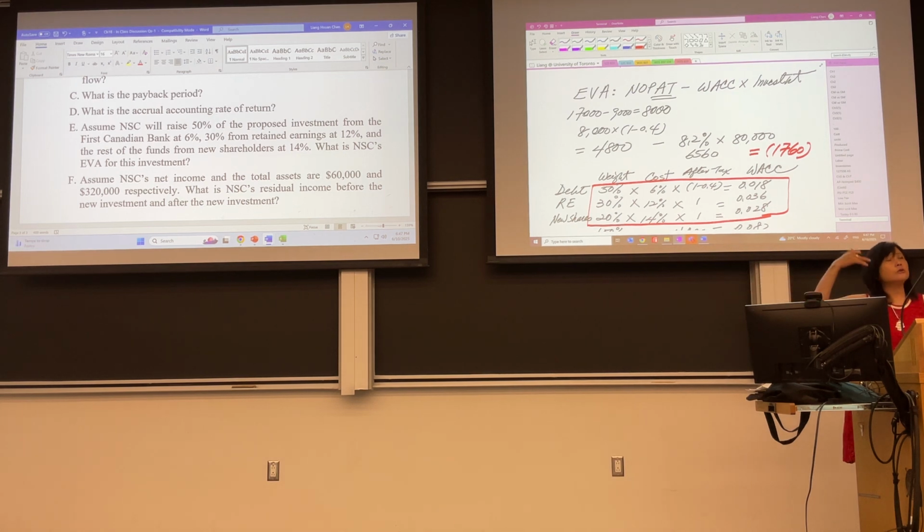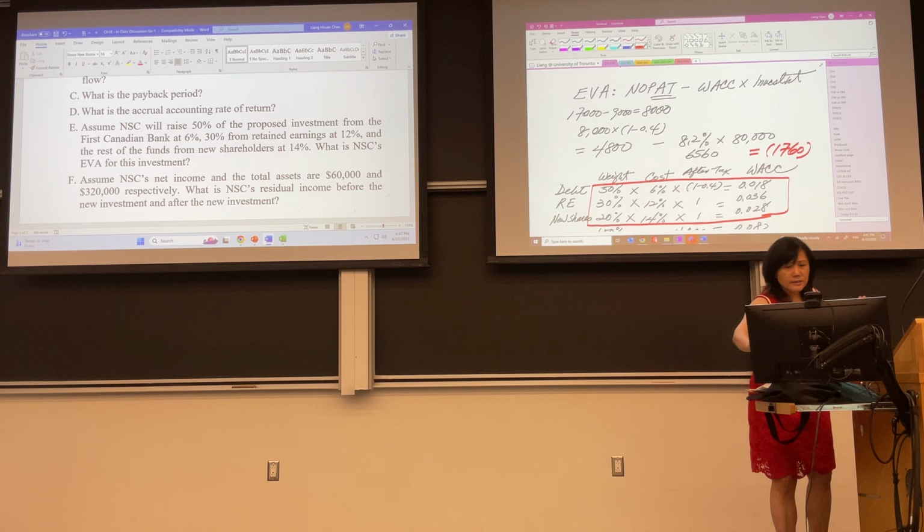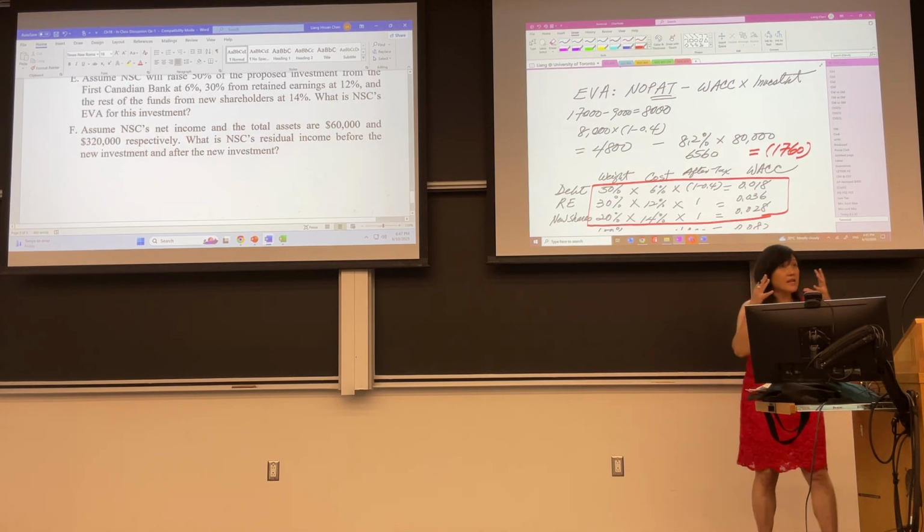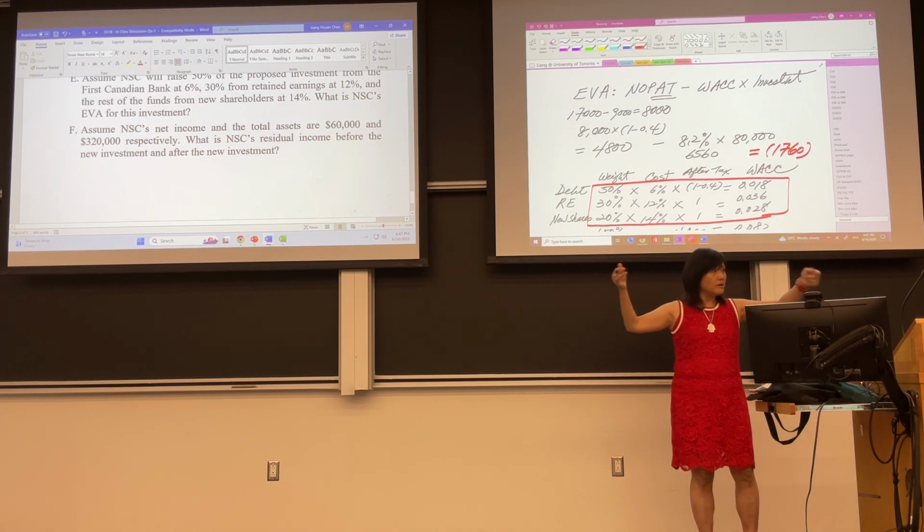So you can also use EVA to evaluate the project. But of course, it's not as good as net present value. So you don't want to use EVA to evaluate the performance of the manager. Okay, so the last one is company's net income. So this is the company as a whole.